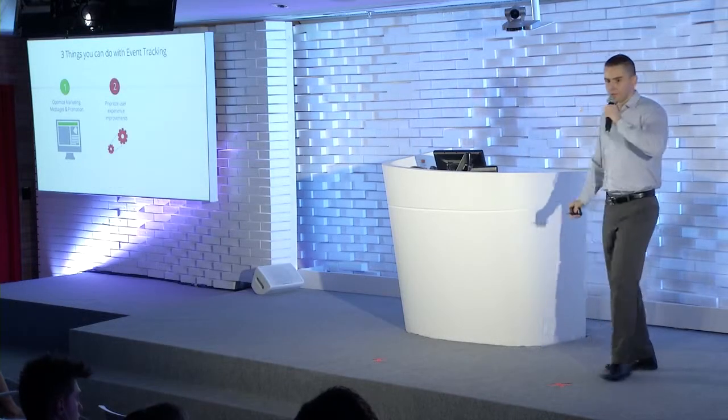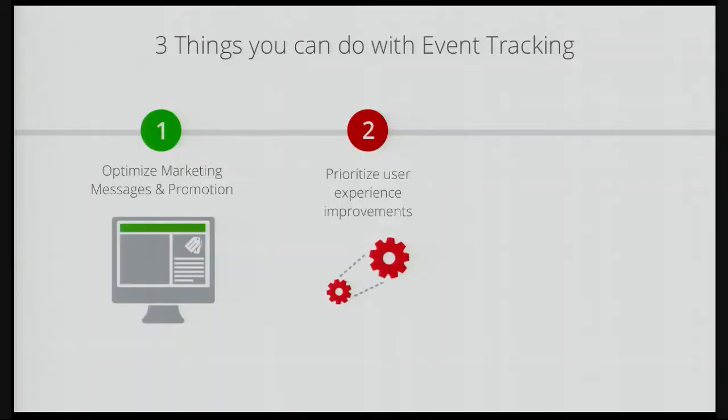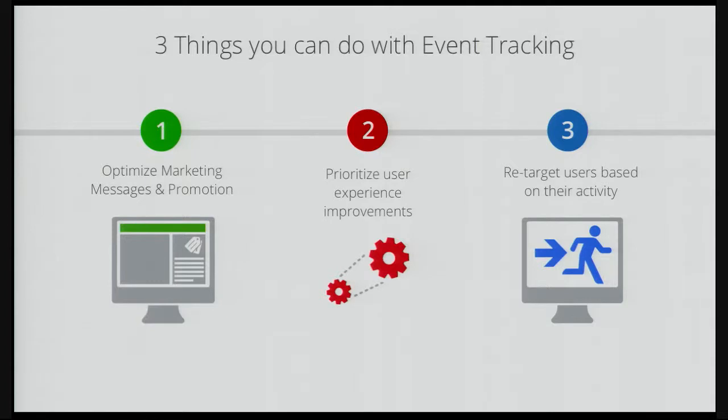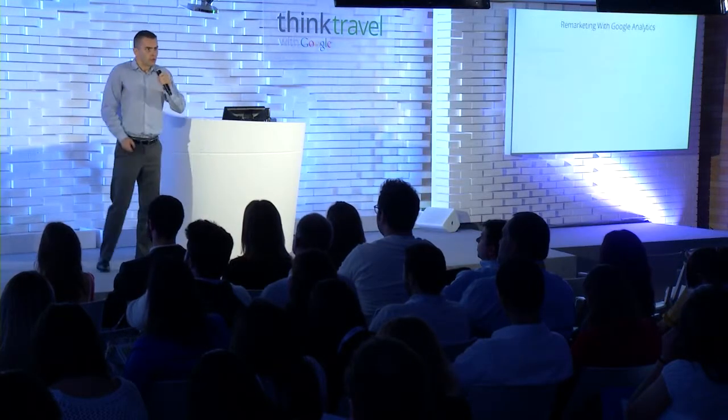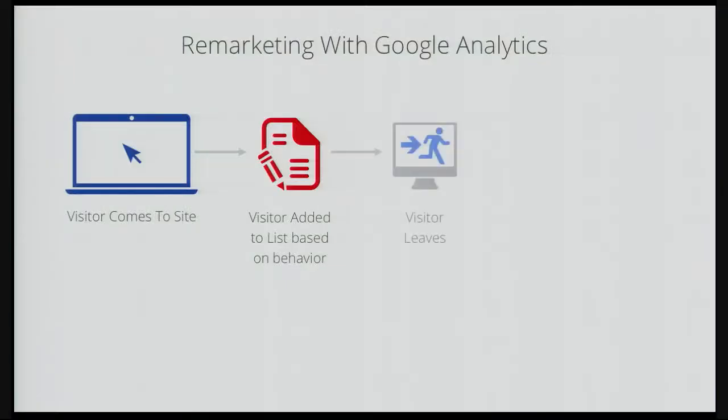The second thing you can do is, of course, improve your site. By tracking errors, you can find areas on the site where users are struggling or are having problems. And then you can get to work and prioritize enhancements, fixes, solutions to make the experience better. And the third thing you can do, which is very, very exciting, and something you can only do by using Google Analytics and AdWords, is remarketing with Google Analytics. So let's talk more about remarketing.